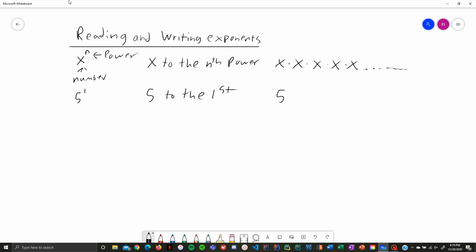Then furthermore, 5 to the second power would be 5 to the second. And this would be what we would write as 5 times 5. And we know 5 times 5 is going to be equal to 25. Let's take a look at another number.